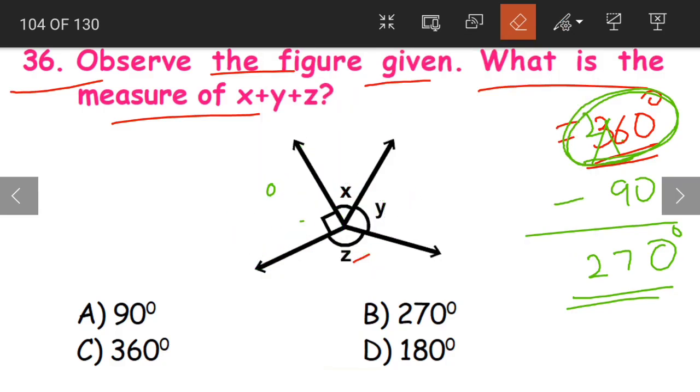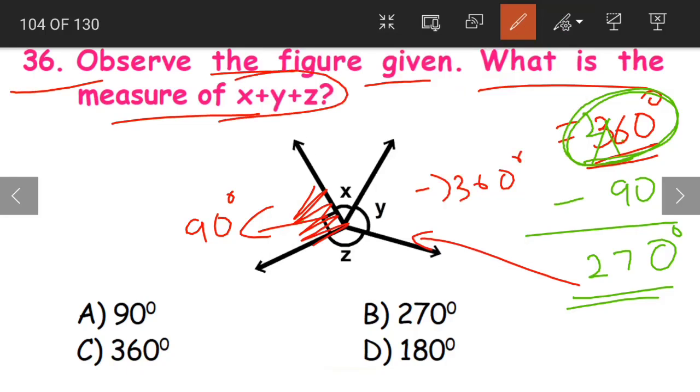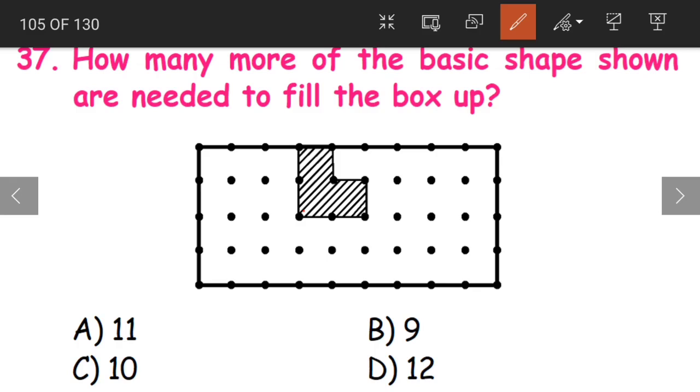See children, the total is equal to 360 degrees. From this we will remove this. How much is this? 90 degrees. Now what is remaining? The remaining part is equal to 270 degrees. And what are we supposed to find out? We are supposed to find out the remaining part itself, that is x plus y plus z. So what is the value of angle x plus y plus z, children? It is equal to 270 degrees. That is option B.